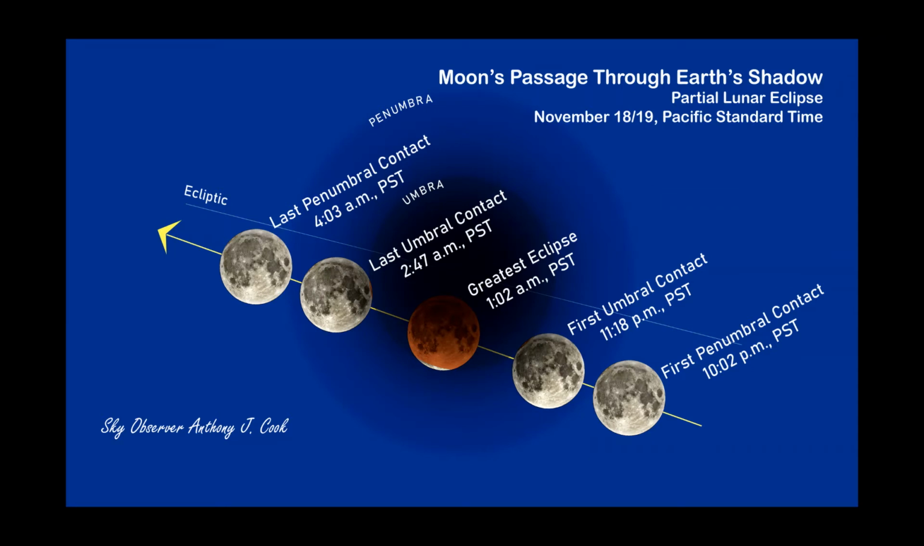This version has the Pacific times of the stages of the eclipse indicated. Versions of this chart labeled with all the different time zones used in the United States and Universal Time appear at the end of this video.